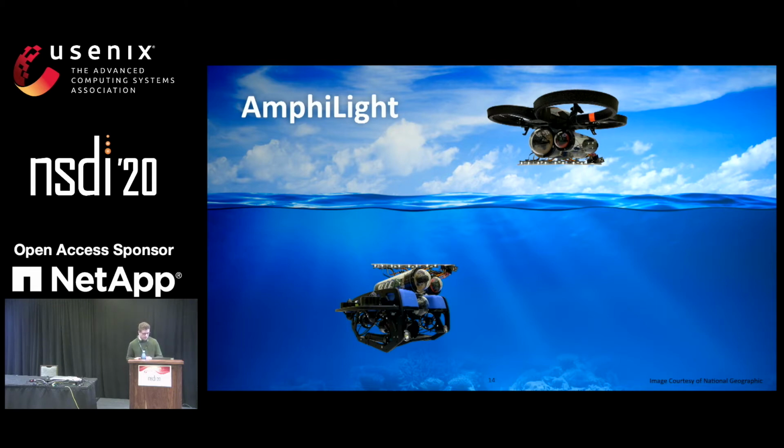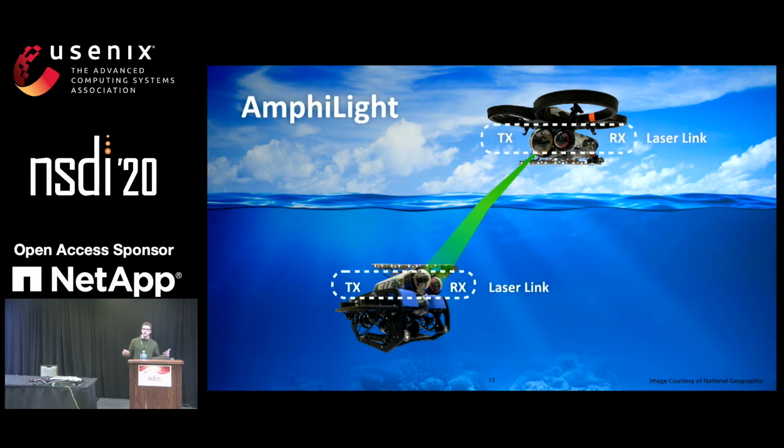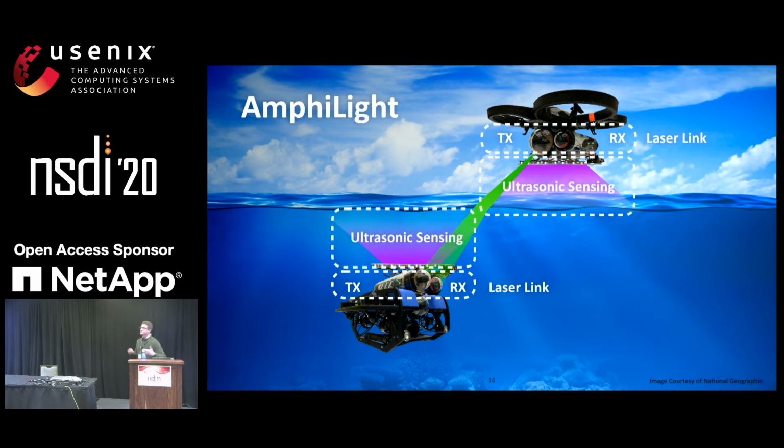And to solve all of these challenges, we present our framework AmphiLight. We have two main components here. We have our basic link design, including our transmitter and receiver. And then we have our ultrasonic sensing to sense the wave condition. To begin with, I'll focus on our basic link design first.